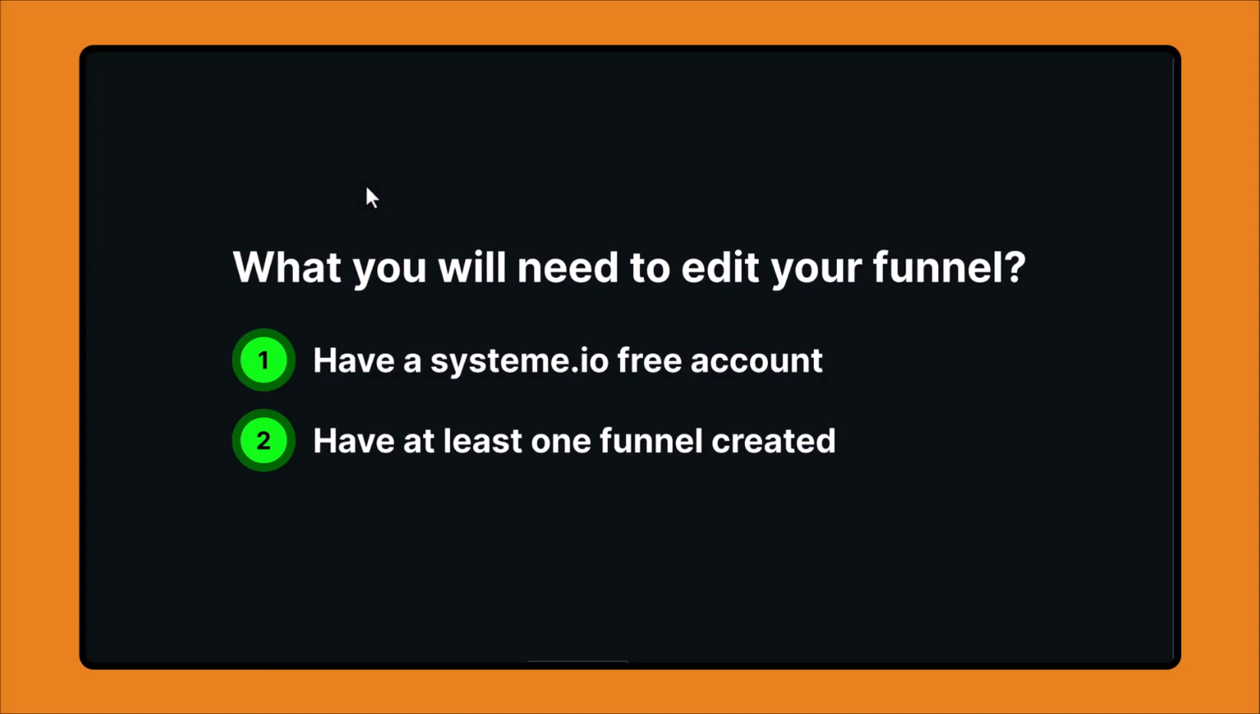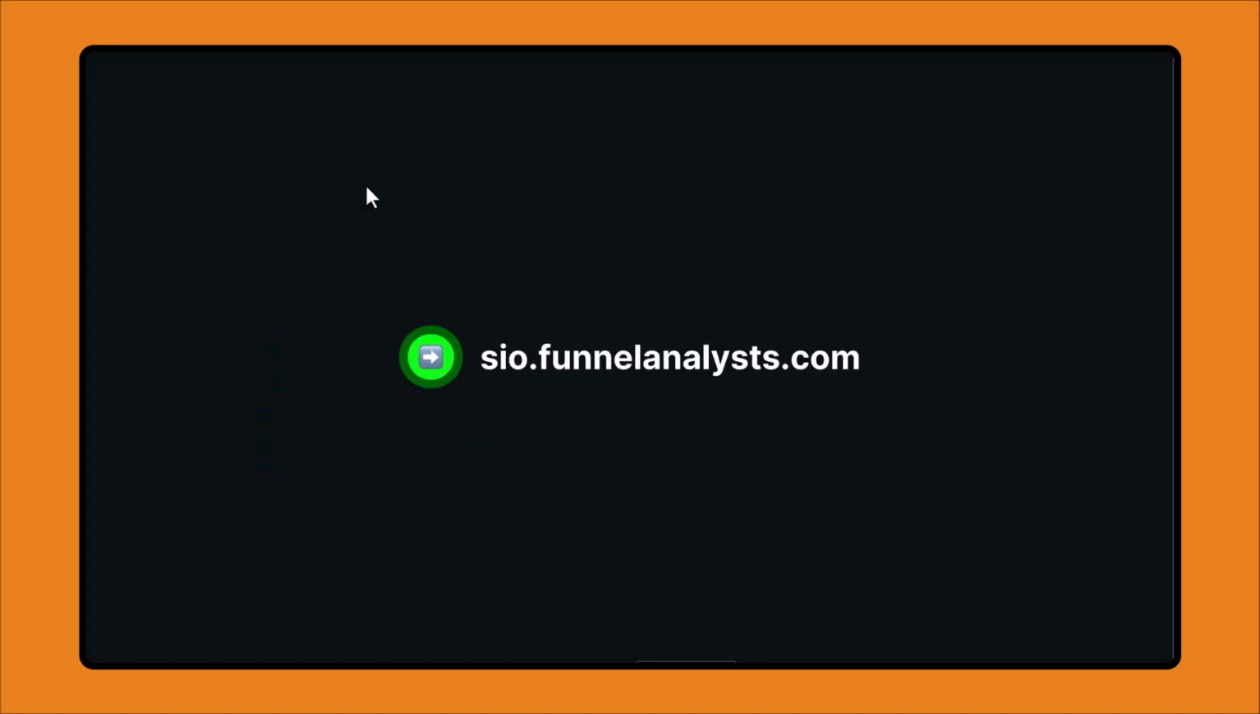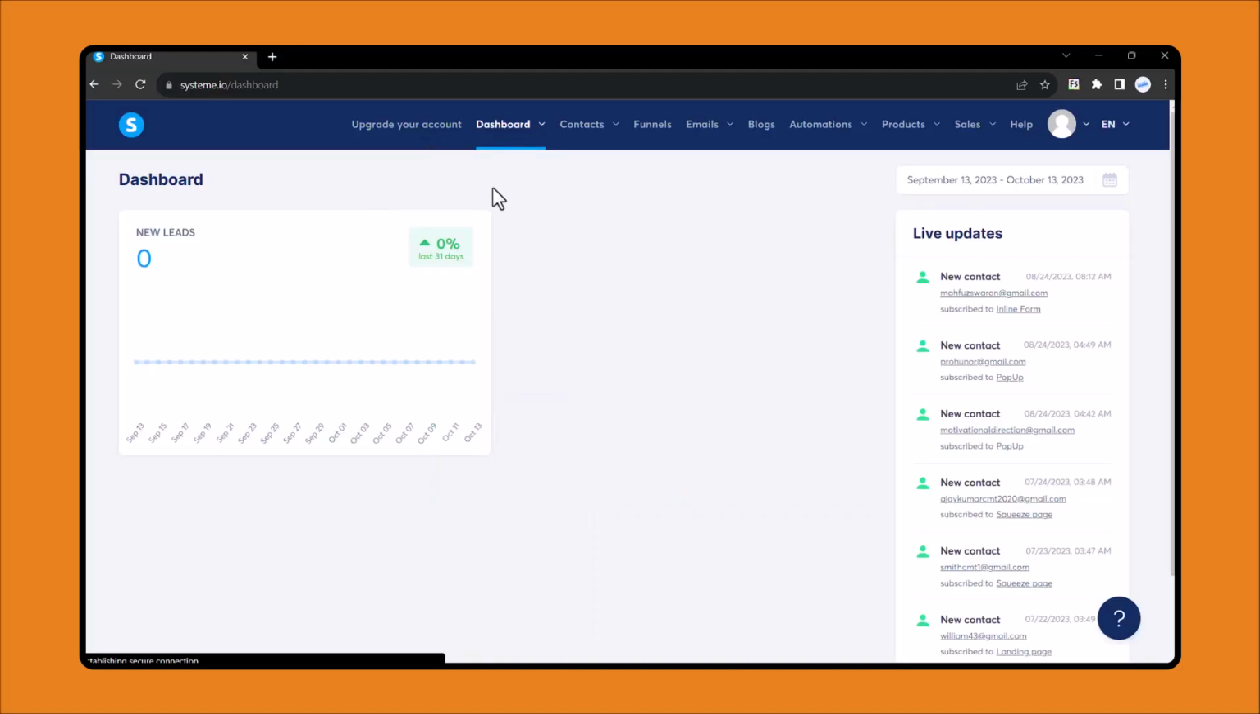So what you will need to edit your funnel: you need to have a Systeme.io free account and you need to have at least one funnel created. I'm assuming you have created your free Systeme.io account. If you don't have a free account, then click the first link in the description below and create your free Systeme.io account. Then just open your Systeme.io dashboard.